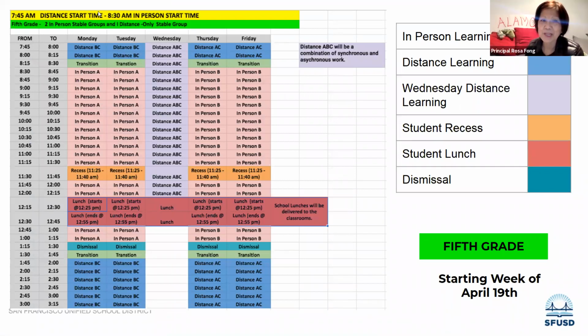Thank you, Joshua. Okay, so here's our fifth grade, identical to our fourth grade. So fourth and fifth are on the same schedule.